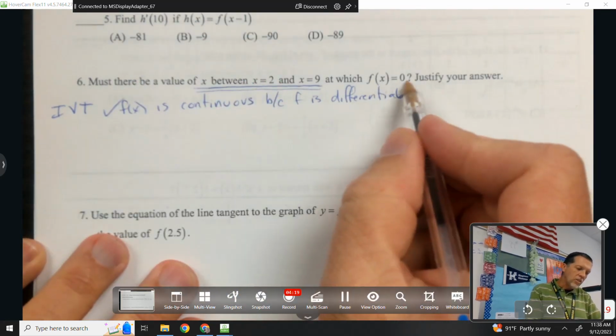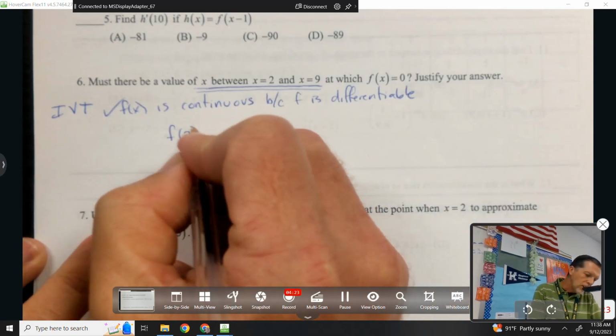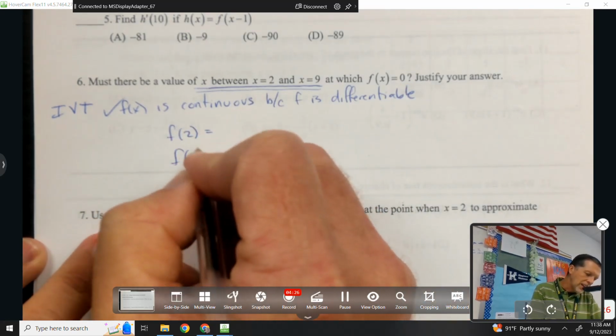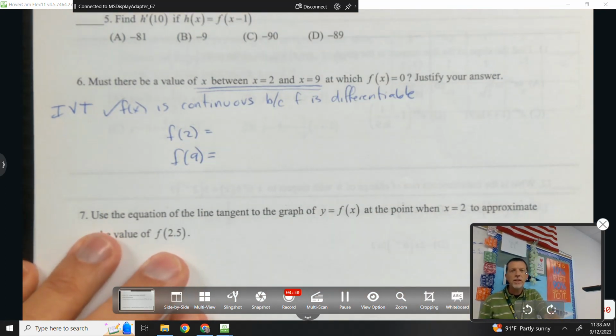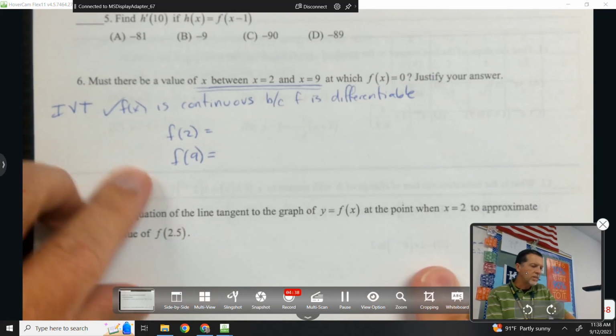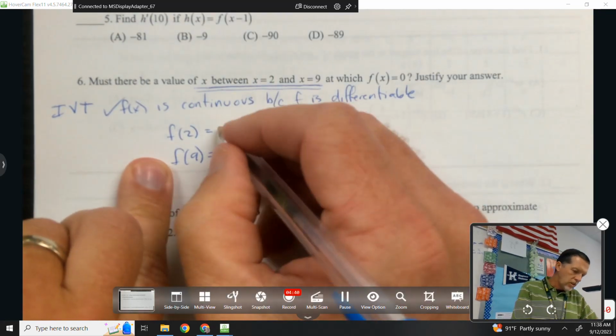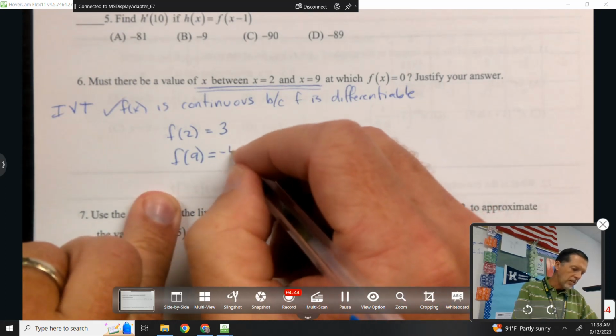The other condition is the y values. So I need to check f of 2 and f of 9, and we'll see if 0 is in between there. And if it is, then we're good. If it's not, then we don't know. And this is not one of those verify questions. This is a question, like is it or is it not? I don't know. f of 2 is 3. f of 9 is negative 4.